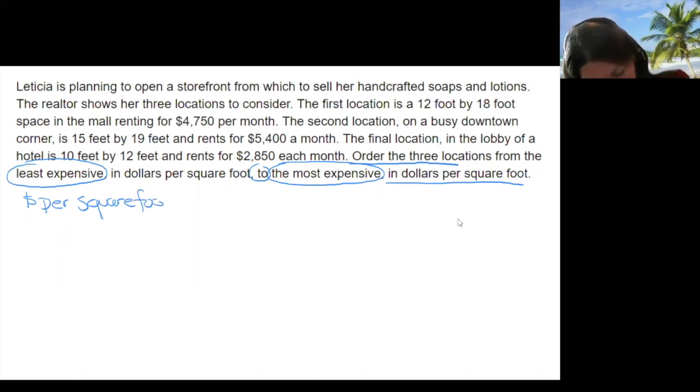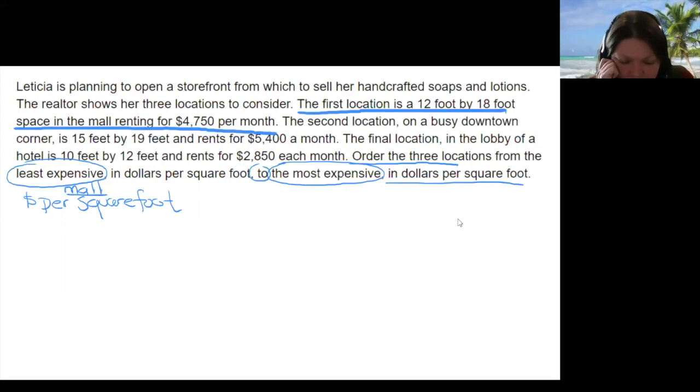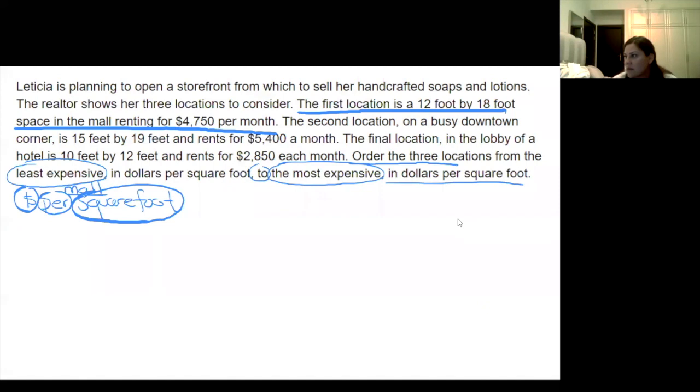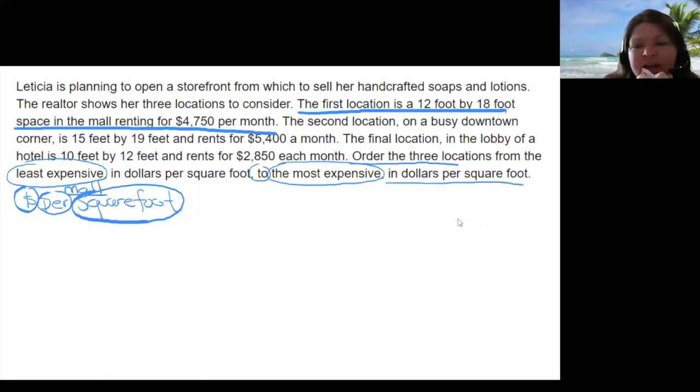So let's look at our first location. The first location is a 12-foot by 18-foot space in the mall, renting for $4,750. So this is the mall location. Notice this says dollars per square foot. Anybody know what square foot means? Area, the area. You have to multiply 12 times 18. You have to multiply. So this is a trick.